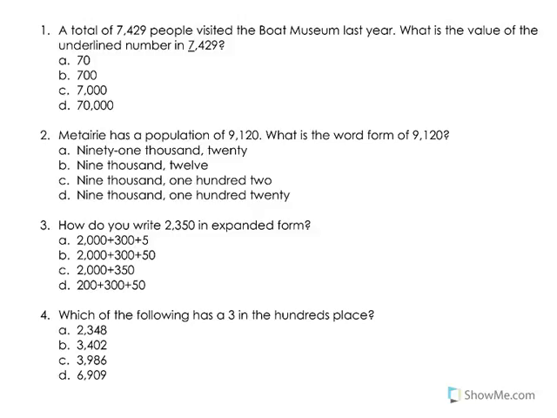This was the exit ticket that the students took today, so you'll be seeing this coming home in Tuesday folders. Number 1, a total of 7,429 people visited the Boat Museum last year. What's the value of the underlined number in 7,429? It is a 7, that is the digit, but it's in the thousands place. So the value is 7,000s. If you go ahead and find that, that is letter C.